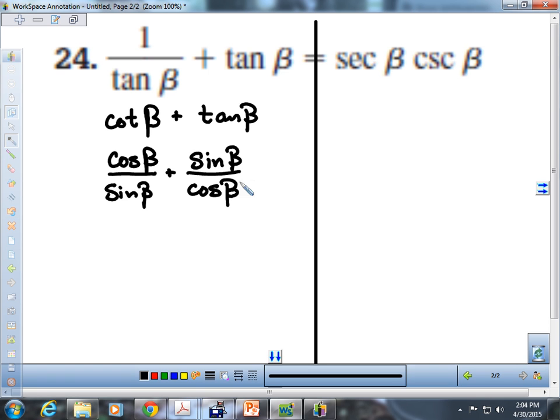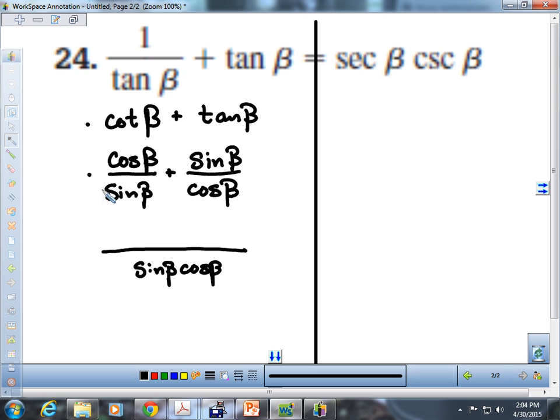Yeah, it's indicated to us to do what? Addition. We can't add unless we have... Okay, tell me what it would be then. What would the common denominator be? Good, yep. Our common denominator would be sine beta, cosine beta.